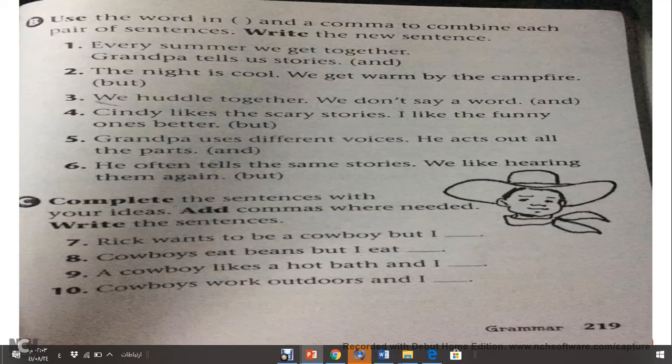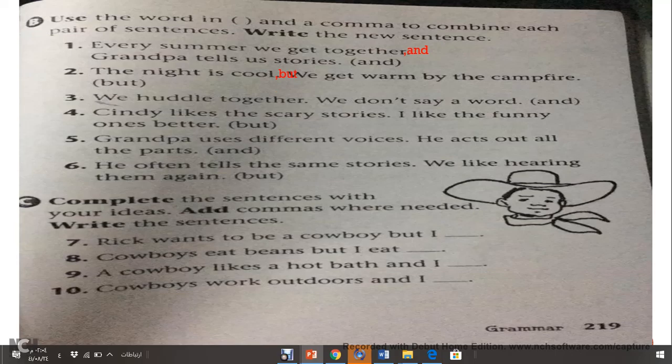Let us now move to the second one. Question number B: Use the words in brackets and the comma to combine each pair of sentences. Write the new sentence. Every summer we get together. Grandpa tells us stories. So we have and. Where will we use and? Put in your mind, we will put the word and at the period of the first sentence. Because we will erase this period, we will put a comma instead of it, then we will use and, as declared to you here. We erase the period, we use and, and Grandpa must now start with a small letter.